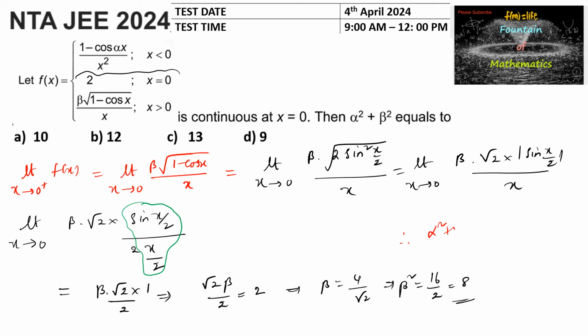Therefore, alpha square plus beta square is equal to, alpha square value is 4 and beta square value is 8. 4 plus 8 is 12, which is the answer, option B.